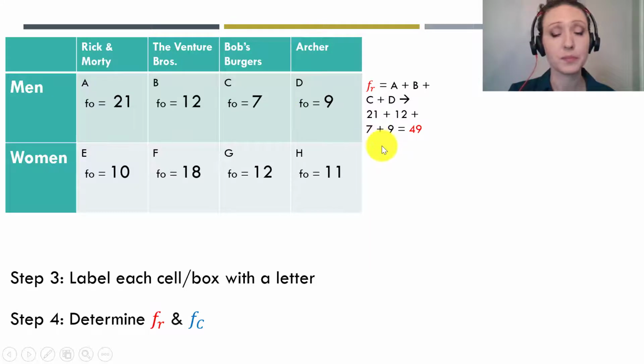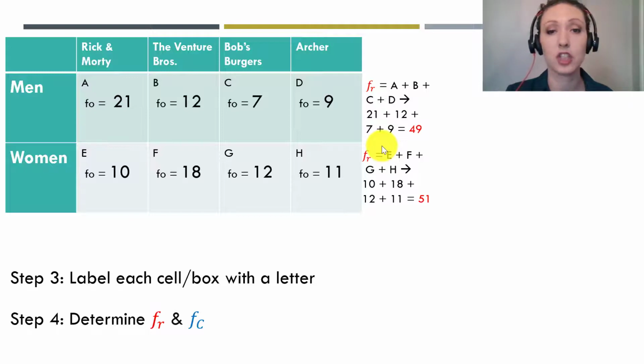Okay, so for our frequency observed for the first row, all that we're going to have to do is add our boxes together, okay? So we are going to add box A, B, C, and D and add the frequency observed that are in those boxes. So we are going to have 21, 12, 7, and 9. And when we add all of those together, that's going to give us a value of 49. And we're going to do the same thing for the next row. So we are going to add boxes E, F, G, and H together. And that's going to give us a value of 51.